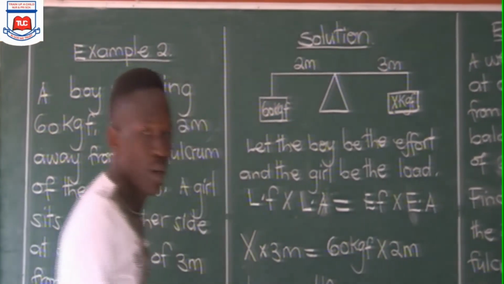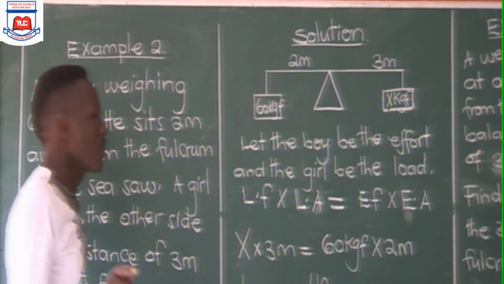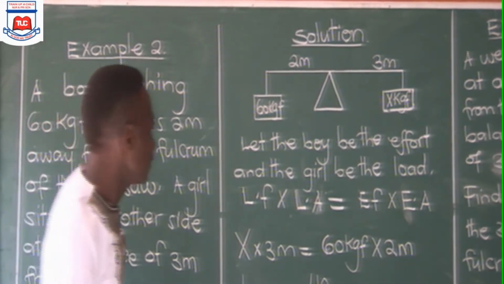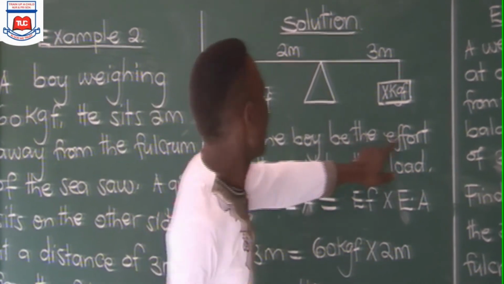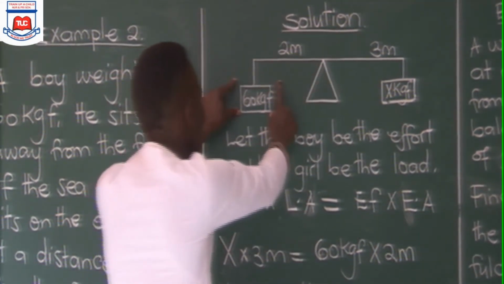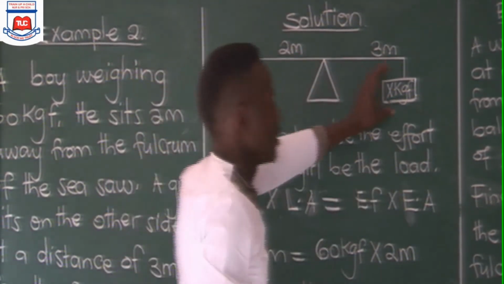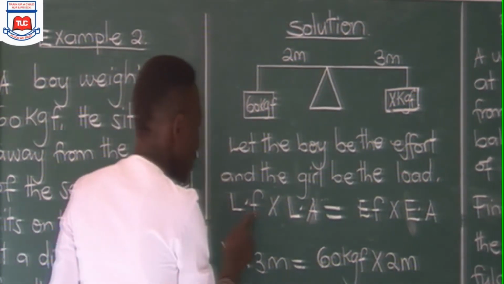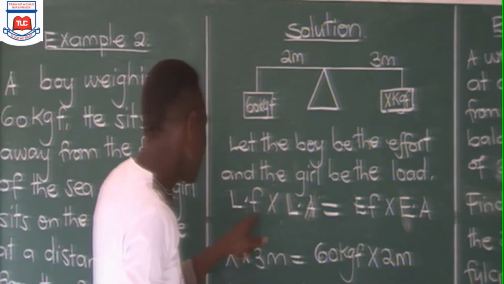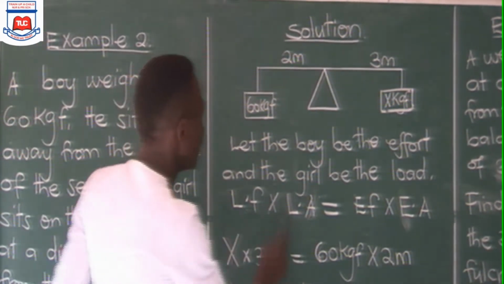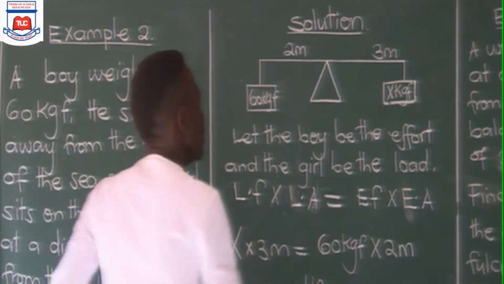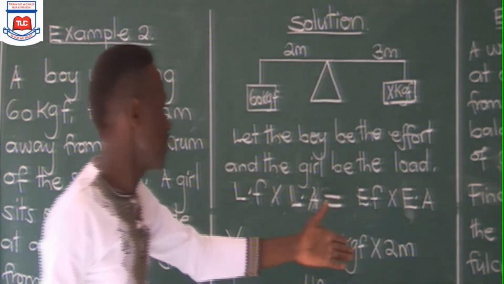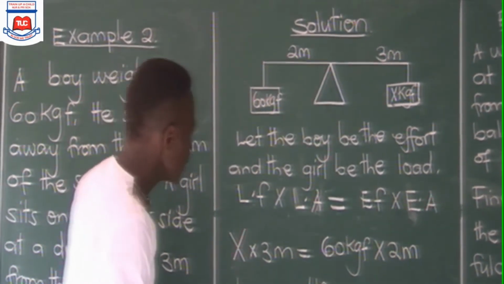So this is what we are going to do. We are going to follow the principle of moments, or the law of the levers. We are going to say, let the boy be the effort. This is the boy. And let the girl be the load. This is the girl. So we are going to follow the principle of moments that says load force multiplied by load arm, LOF means load force, and LOA means load arm, is equal to the effort force times the effort arm. Simple as this.